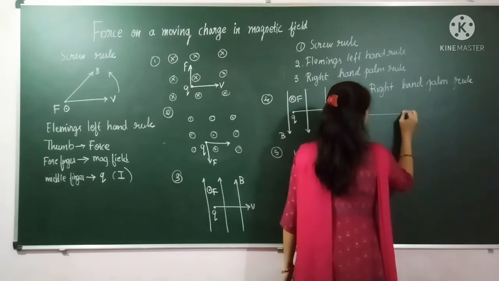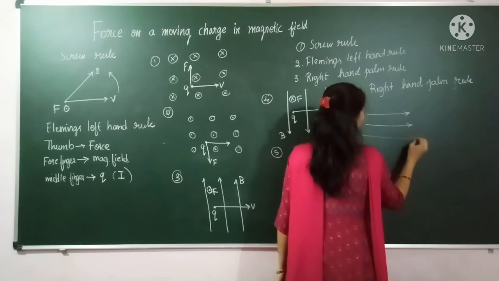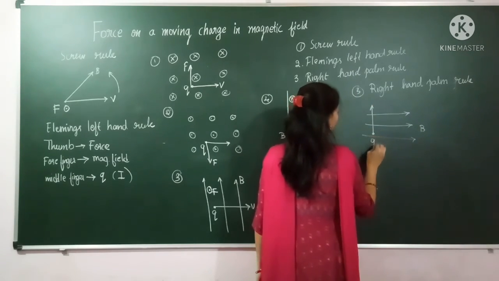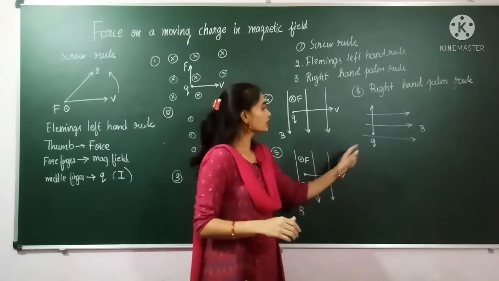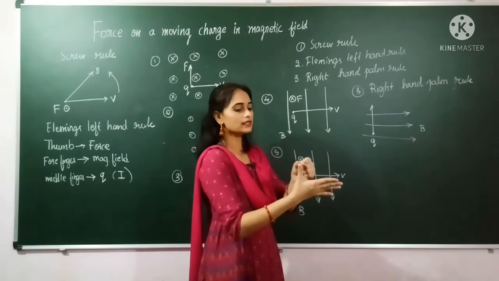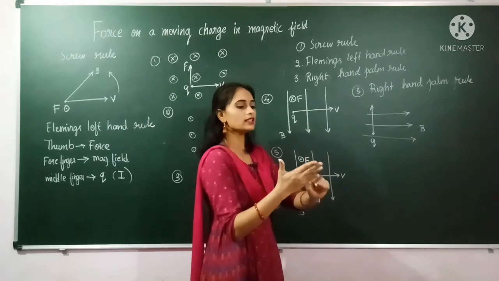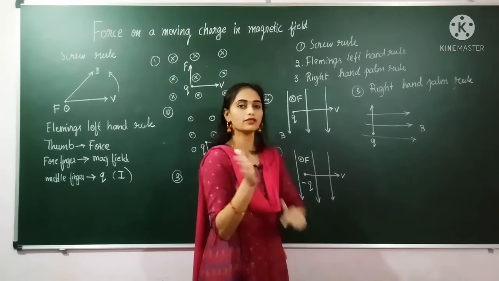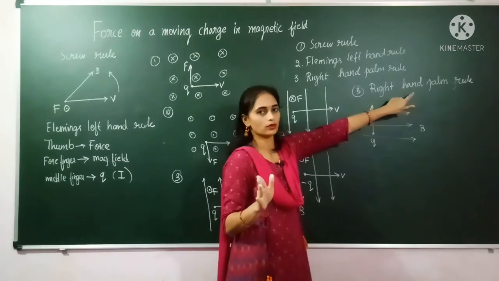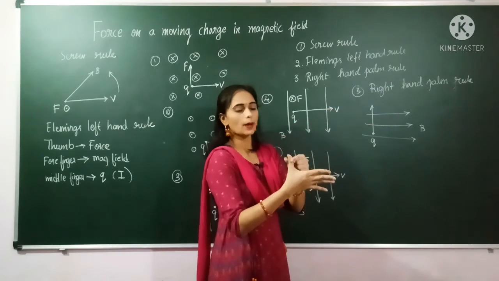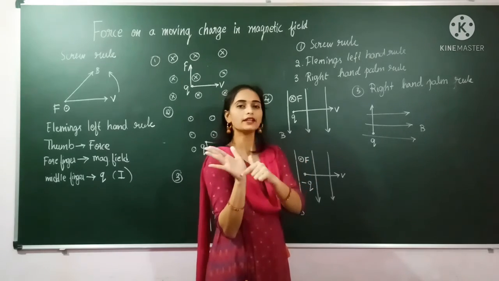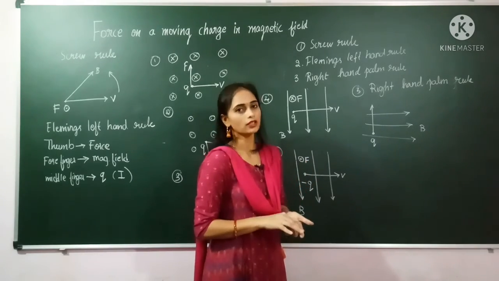So now this is the direction of the magnetic field, and this is the direction of the charge q. Then what will be the direction of force? In this case, you have to take your right hand and place the thumb in the direction of the current, and the fingers will show the direction of the magnetic field, and the palm shows the direction of the force in the case of the right hand palm rule. You have to remember that the thumb always shows the direction of current, the fingers show the direction of magnetic field, and the palm shows the direction of the magnetic force.